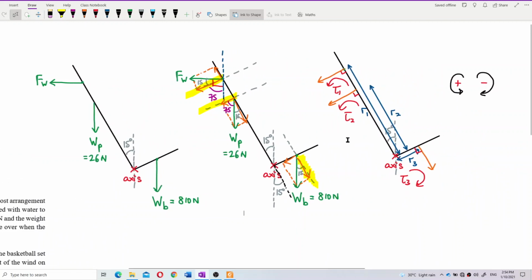Okay. Look at this one. First you look at the weight. This weight directly downward actually is the same line as this one. You see that? These two lines, they are parallel.